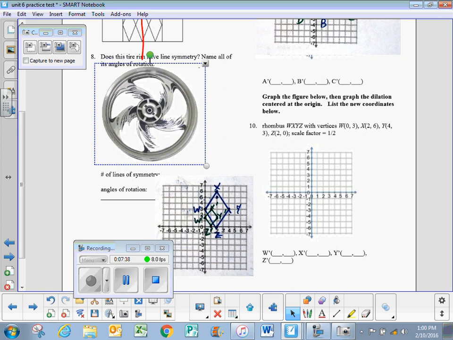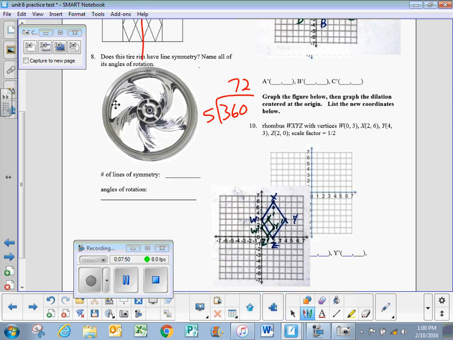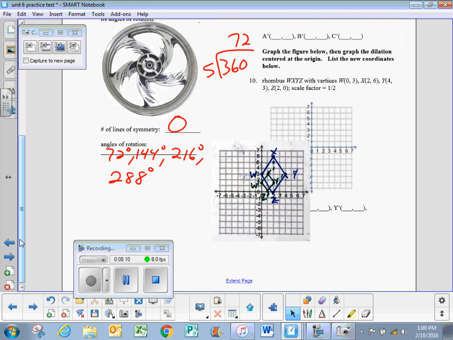So what would I do to find the angles of rotation? Divide 360 by 5. Good, Jordan. 360 divided by 5, which is 72. So that means the angles of rotation are every 72 degrees. How many lines of symmetry? 0, or none. There is no line symmetry because of the curved nature of the pattern. And then this would be 72, 144, 216, 288, and that's it. So we don't write 360. Good job. Okay, write that down.